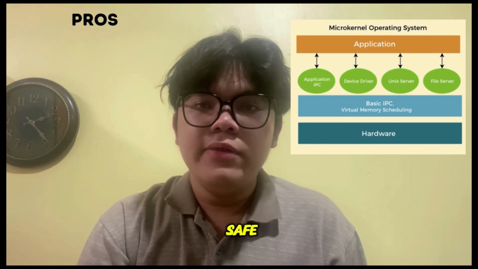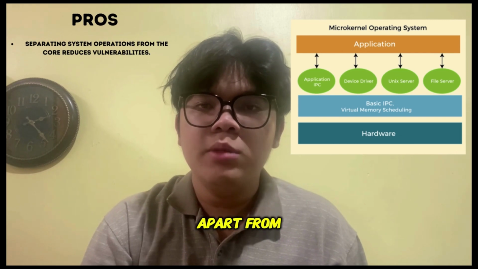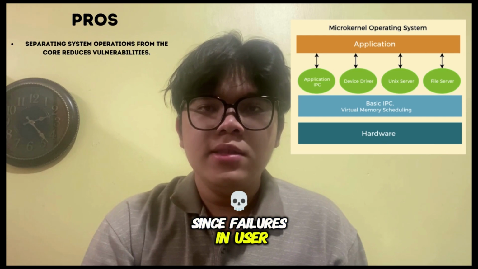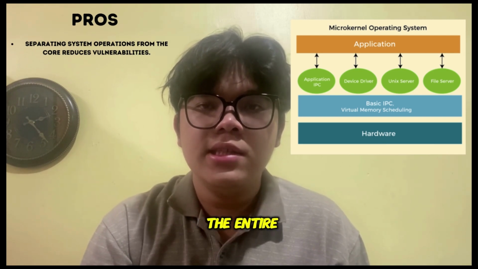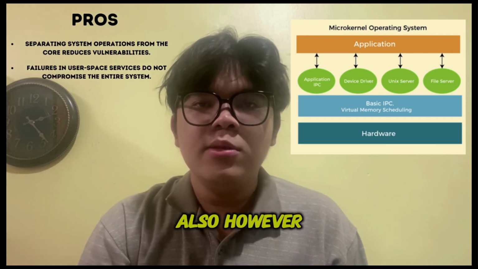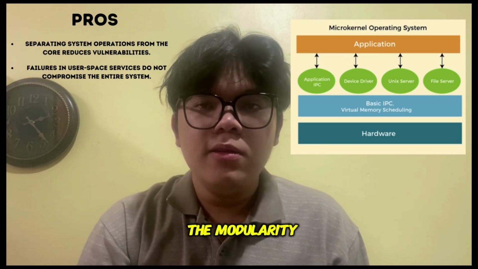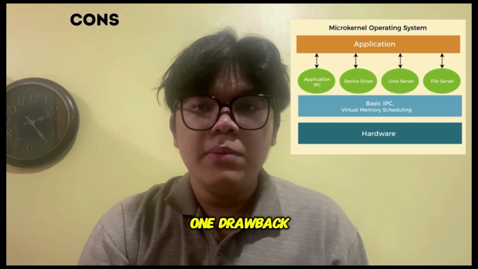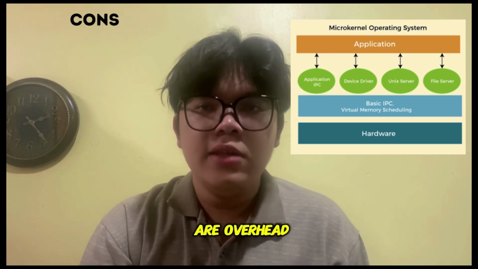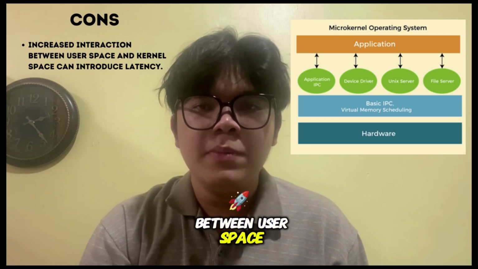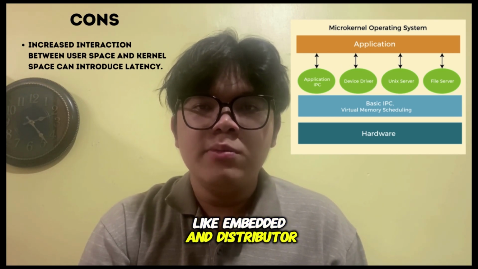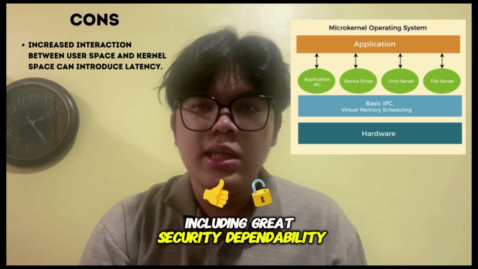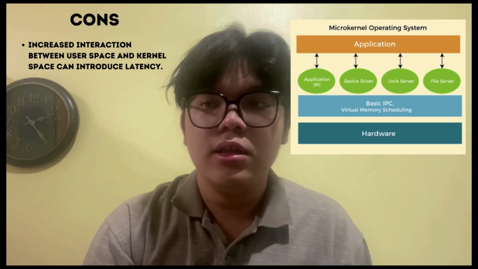The system is safer when most system operations are kept apart from the core kernel, therefore reducing possible vulnerabilities. Since failures in user space services do not compromise the entire system, general stability is enhanced also. Moreover, its modularity allows different parts to be replaced or upgraded without affecting the overall system. One drawback, meanwhile, is the additional performance overhead resulting from more interaction between user space and kernel space. Like embedded and distributed systems, microkernels are nevertheless quite popular in contexts requiring great security, dependability, and adaptability.